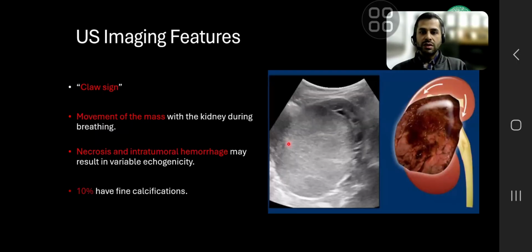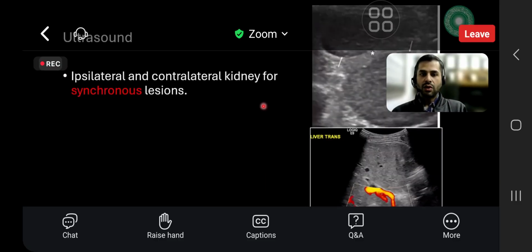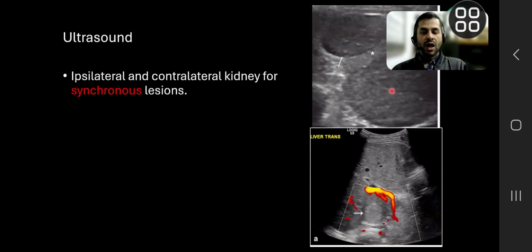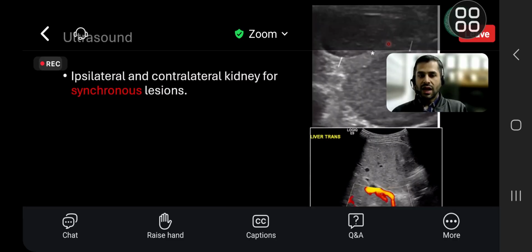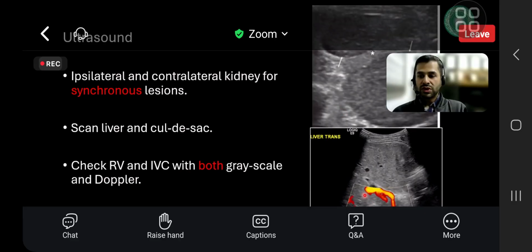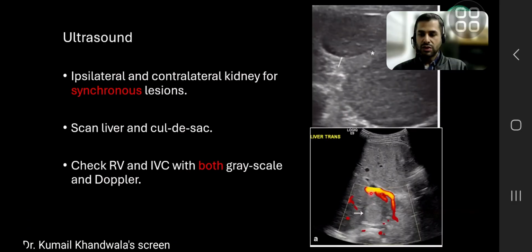So on ultrasound, you need to scan the ipsilateral and contralateral kidney for any synchronous lesions. So on this image, you can see that there were two separate lesions within the same kidney, and there is normal intervening parenchyma between the two. You need to carefully scan the liver and the cul-de-sac for any metastasis, and you need to check the renal vein and the IVC with both grayscale and Doppler imaging, because tumor thrombosis is often very vascular in nature and can result in a false negative if imaged only with color Doppler evaluation.